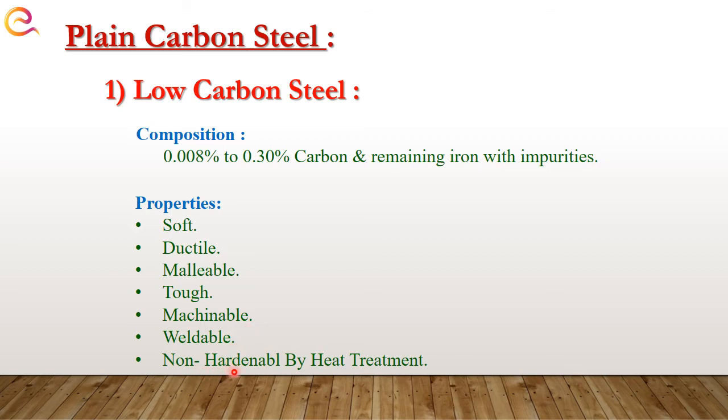Then it is non-hardenable by heat treatment. What is heat treatment? Heat treatment is nothing but heating a material, holding it at a certain temperature, and then cooling it at a controlled rate. Why are we doing this? Just to increase the hardness of the material. But low carbon steel cannot be hardened by heat treatment. What are the different heat treatments? We will have a different session on it. But remember here, low carbon steel cannot be hardened by heat treatment.